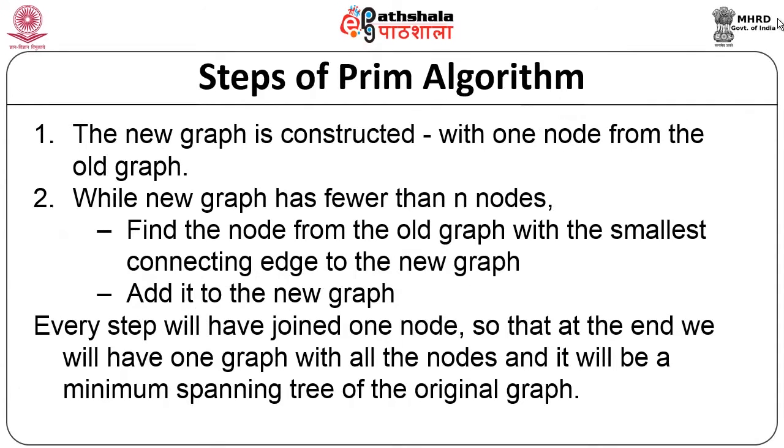Now, what are the steps of Prim's algorithm? The new graph, or the tree, is constructed with one node from the old graph, any node. While the new graph has fewer than n nodes, so you have to account for all the nodes, find the node from the old one with the smallest connecting edge to the new graph and add it to the new graph or tree. Every step you would have joined one node. So, at every step of the algorithm one additional node comes into the tree, and at the end, the graph with all the nodes will be a minimum spanning tree of the original graph.